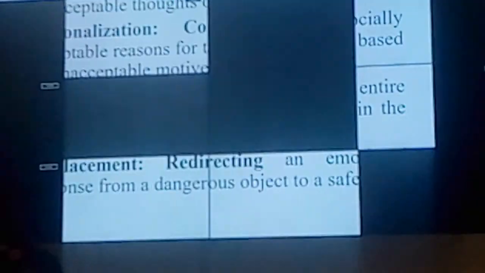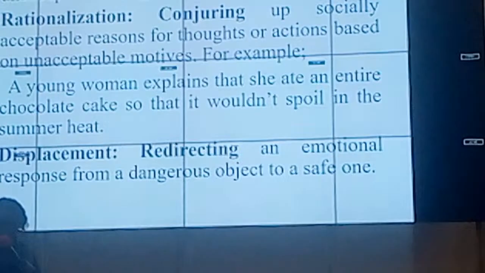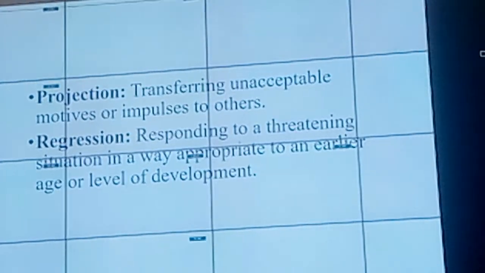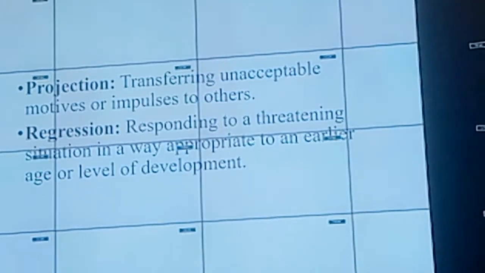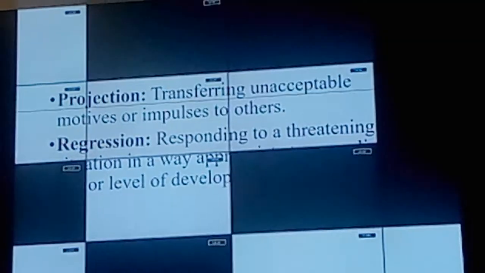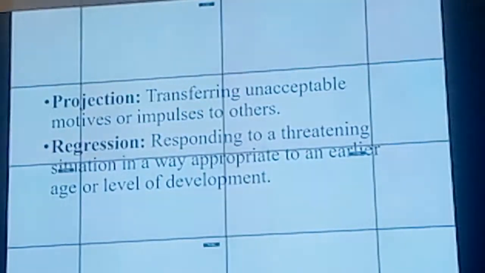Displacement. Displacement is done. Why? The dialectic and emotional response from a dangerous object to those who are actually overpowering you. And then you go and hit it on a weak person. You know very well this one cannot actually fight. So you are actually directing that on them. And it's very common.